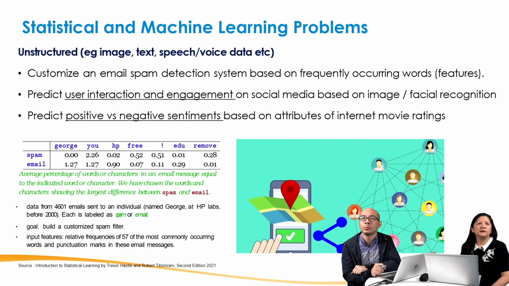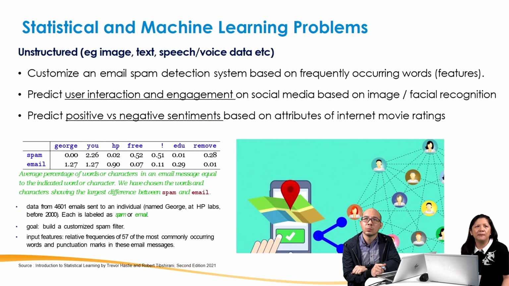In the unstructured data domain, for example, we have images, text, speech, and voice data. There are some examples. For example, we're interested to customize, say, an email spam detection system based on frequently occurring words or features. Or we may want to predict user interaction and engagement on social media based on image and facial recognition. Or you may be interested to predict positive and negative sentiments based on attributes of internet movie ratings.